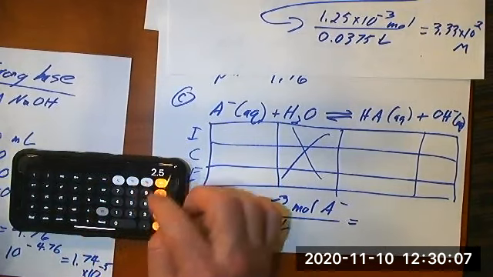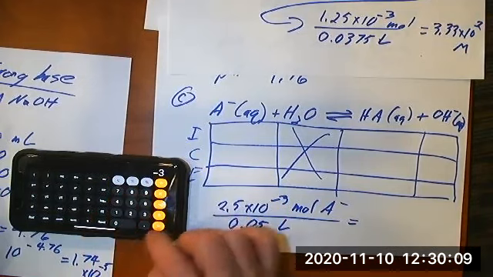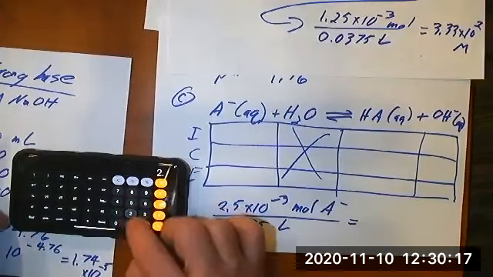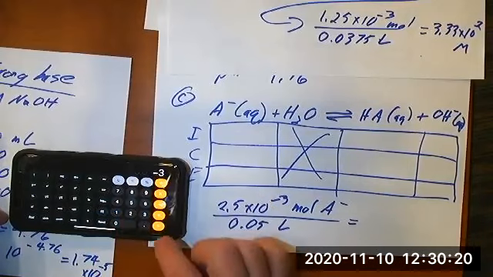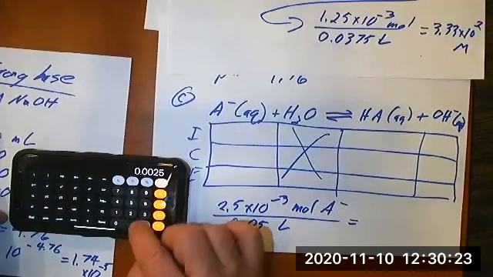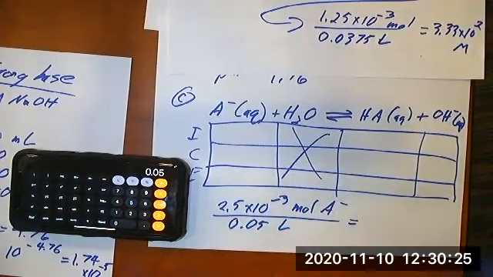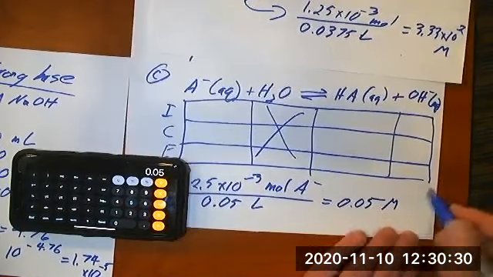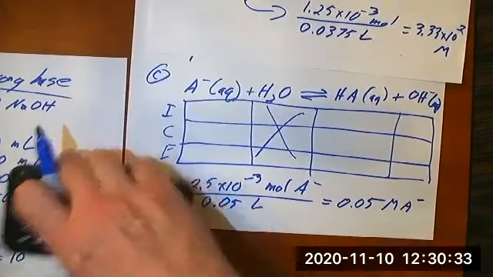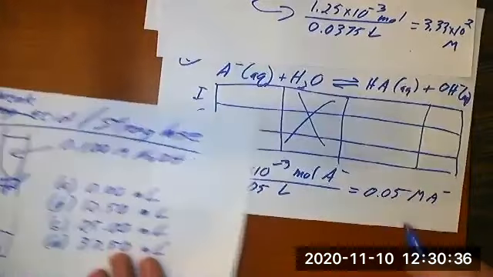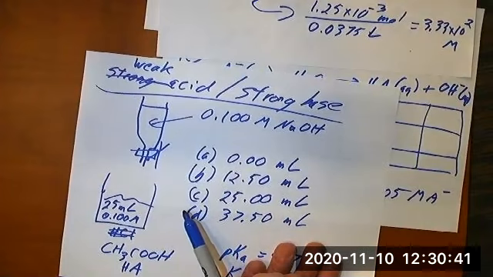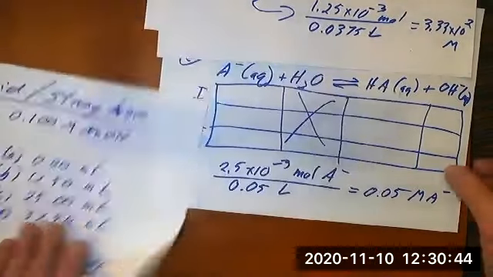2.5 times 10 to the negative 3 divided by 0.05. That doesn't seem right, does it? 2.5 times 10 to the negative 3 divided by 0.05. Nope, I guess it is right. Gives us a 0.05 molar concentration of A minus. And actually, if we think about this, that makes sense because we started at 0.1 molar and we have now doubled the volume. We should be at 0.05 molar. So I shouldn't have been surprised by that.